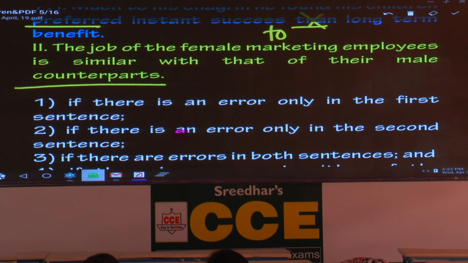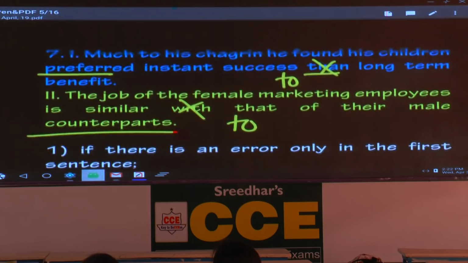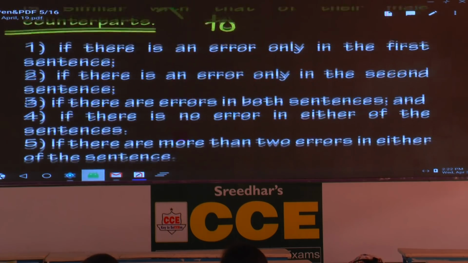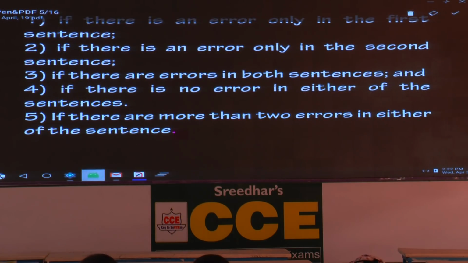Now the job of the female marketing employees is similar. I will give the choice, similar with that of or similar to that of. So where is the error? With is not correct. Similar to that of their male counterparts. Not similar with, similar to. Hope you have corrected. Now there is an error in the first sentence, there is an error in the second sentence. What is the answer here? Third option is the answer.